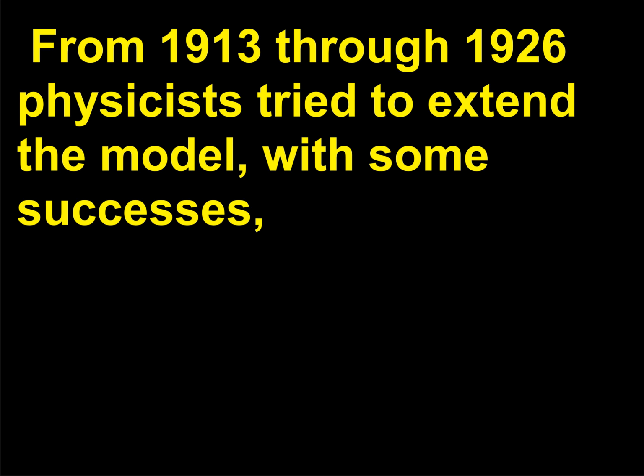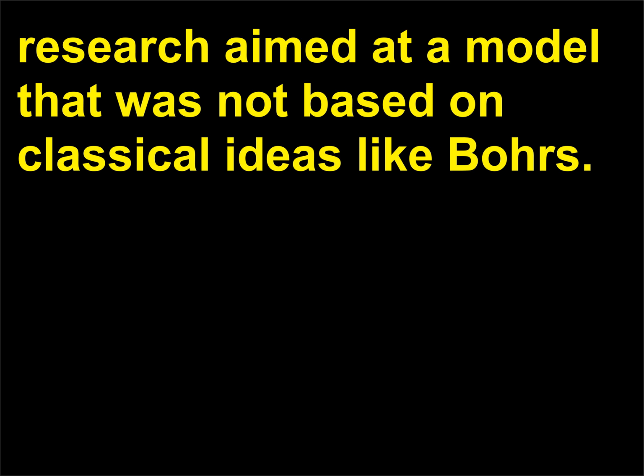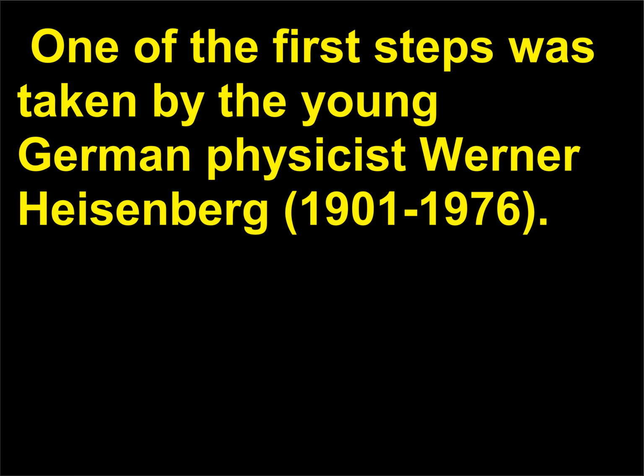From 1913 through 1926, physicists tried to extend the model, with some successes. But the lack of a physics-based explanation of the postulates led to research aimed at a model that was not based on classical ideas like Bohr's. One of the first steps was taken by the young German physicist Werner Heisenberg, 1901 to 1976.